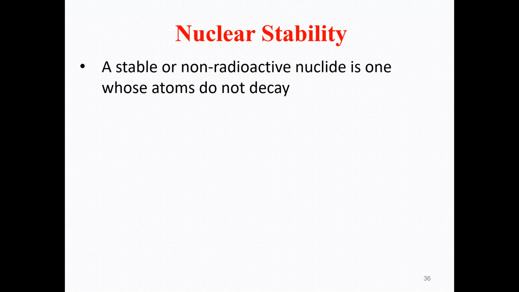First we should have some formal definitions of nuclear stability. You should know what is meant by a stable or non-radioactive nucleus. A stable or non-radioactive nuclide is one whose atoms do not decay. We have already discussed what decay means. Decay is a process in which an element undergoes disintegration. It is divided into parts, into subparts. That process is called decay.